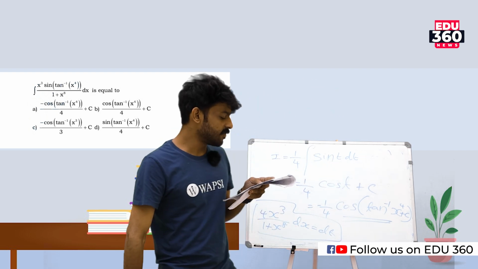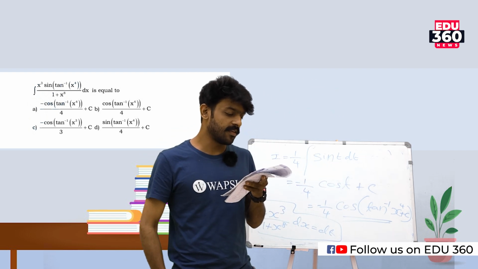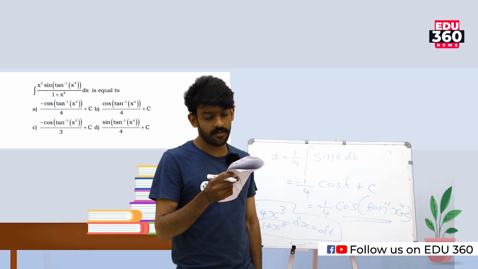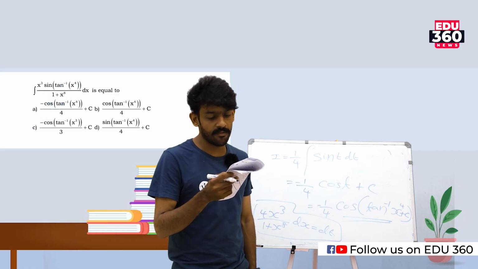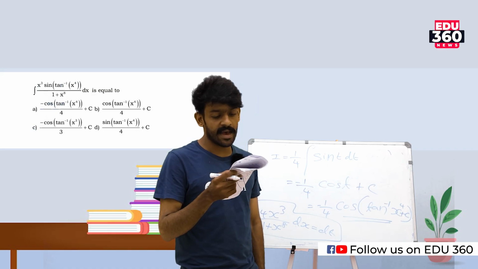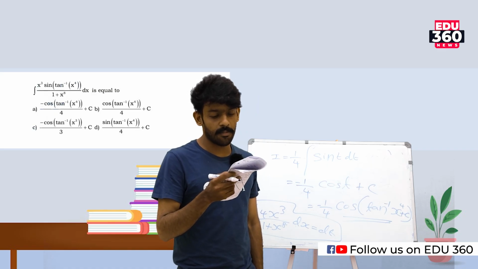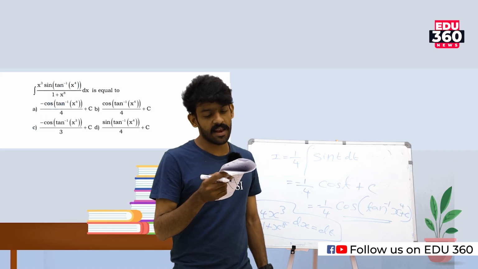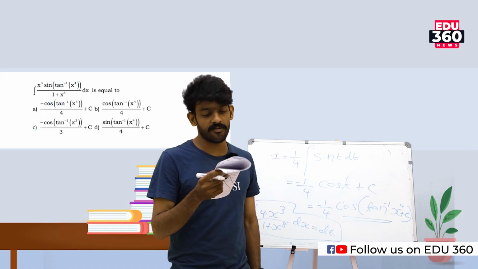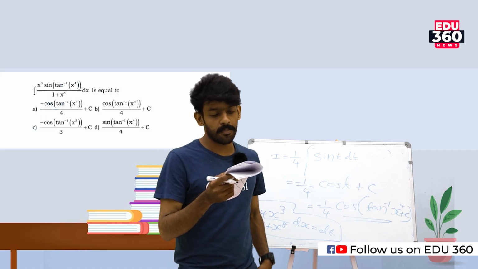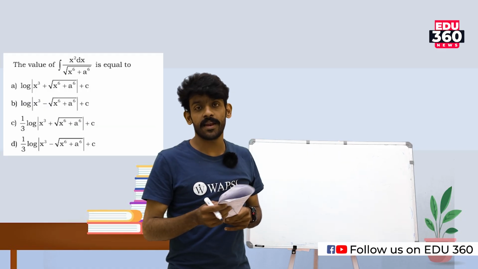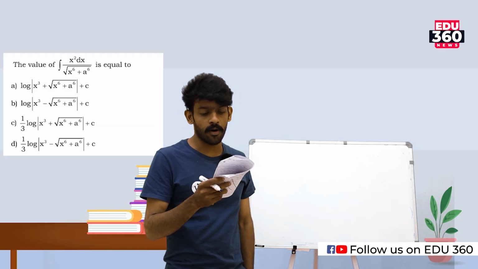Now look at the options. So we can see that option A is the correct one. That is minus cos into tan inverse x raised to 4, divided by 4, plus c, is the correct answer for this question.